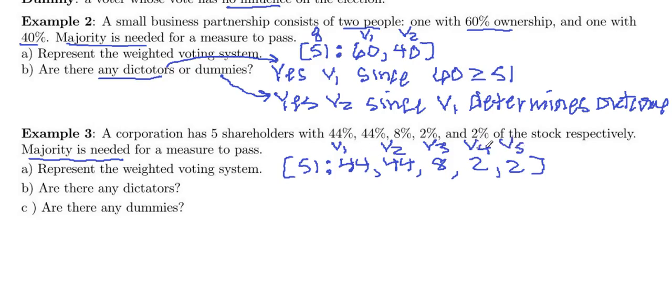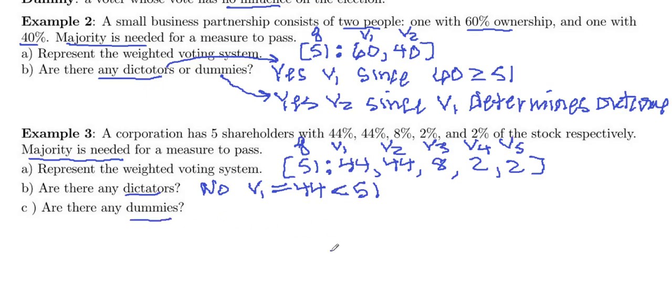You don't have to write the V's up above the quota. I'm just trying to remind you what those numbers mean. So are there any dictators here? Well, the highest number of votes is 44. That's not greater than or equal to 51. So no dictators, because voter 1 has 44 votes, which is less than 51. You need 51 votes to pass anything. So voter 1 can't do it by themselves.